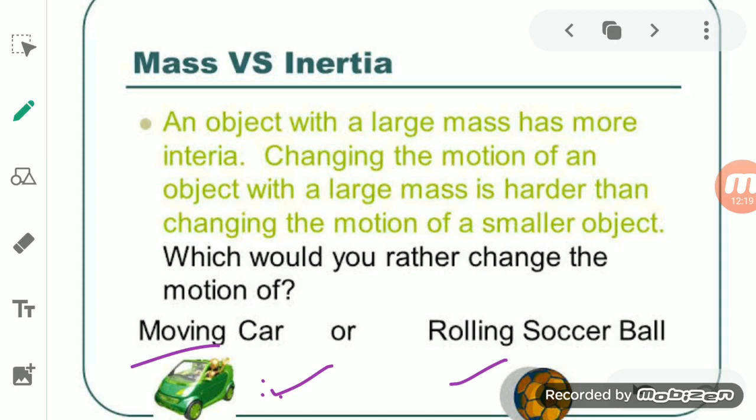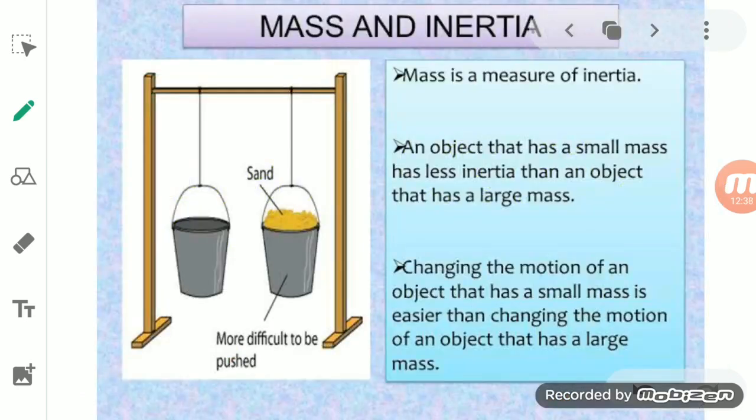That is why you can understand that since one has more mass and one has less, it will be easier for us to change the state of an object having less mass, a lighter object. So we can understand with this that mass is a measure of inertia. Mass is directly proportional to inertia. An object having a small mass has less inertia than an object having a large mass.